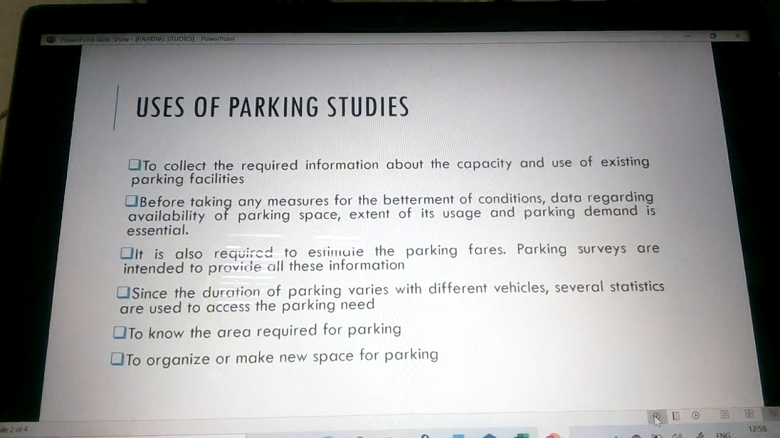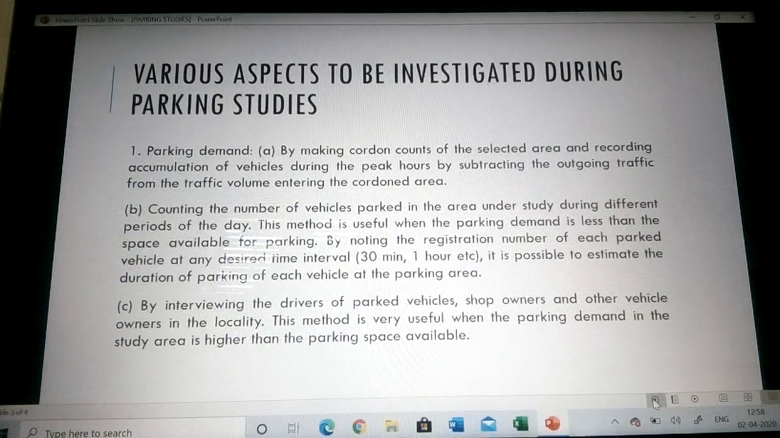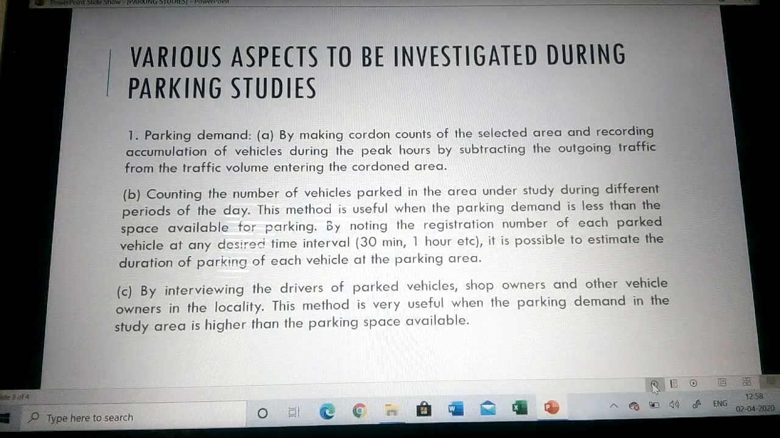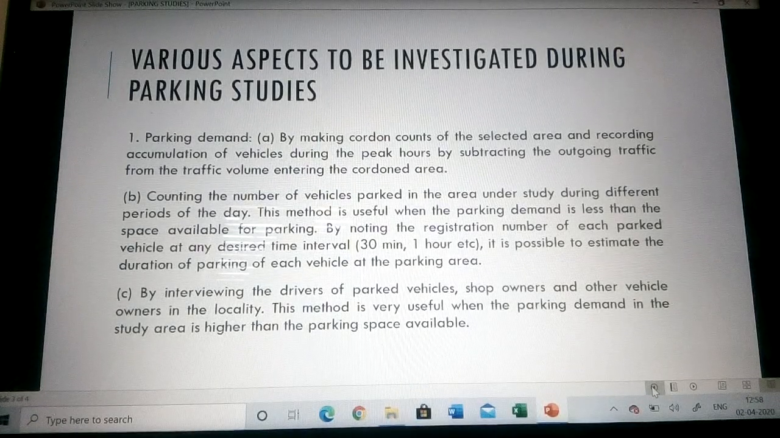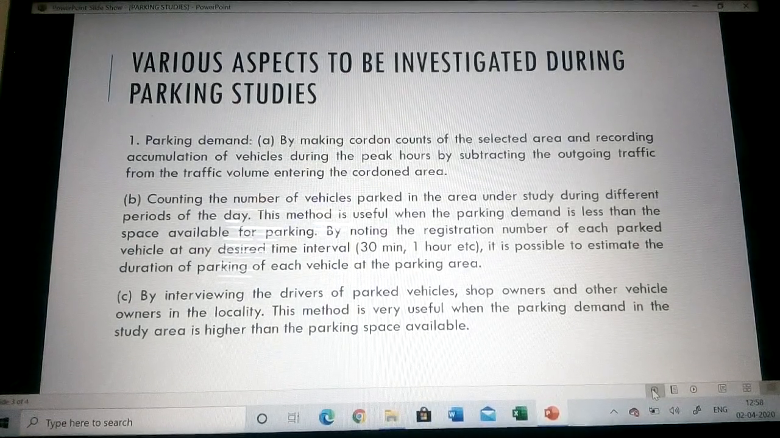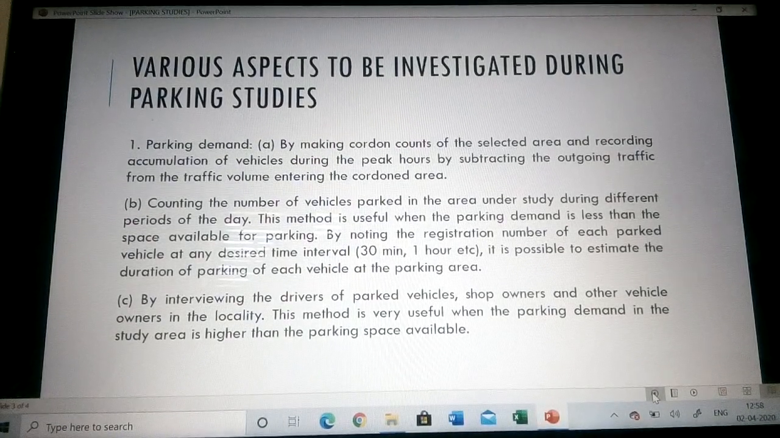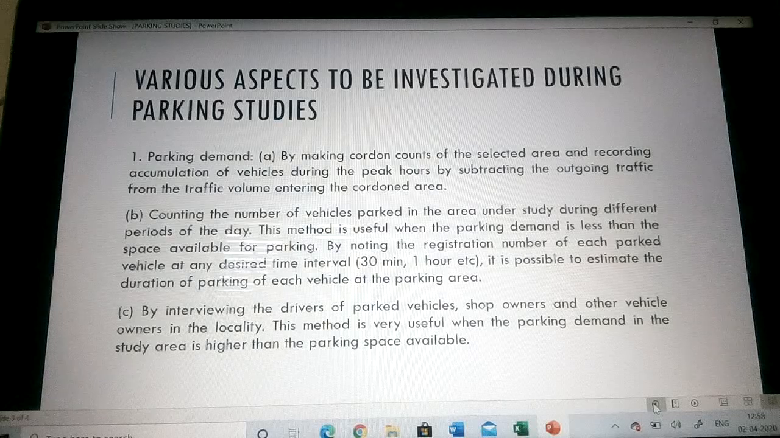Now let us see what are the various aspects to be investigated during parking studies. Broadly, there are three aspects that we must investigate. The first is parking demand. Now, how can we investigate parking demand through parking studies? By three methods. First method, we can take a guarded area and make cordon counts of the selected area, recording accumulation of vehicles during the peak hours.